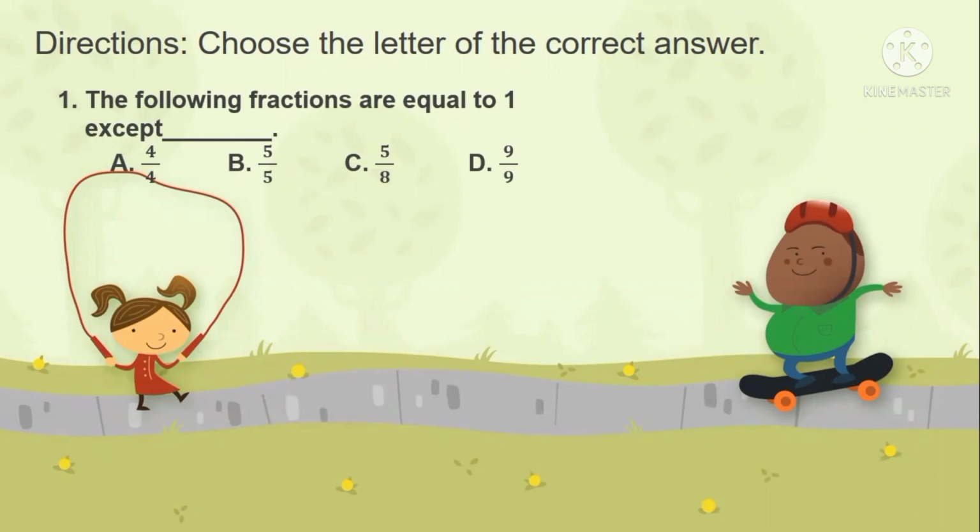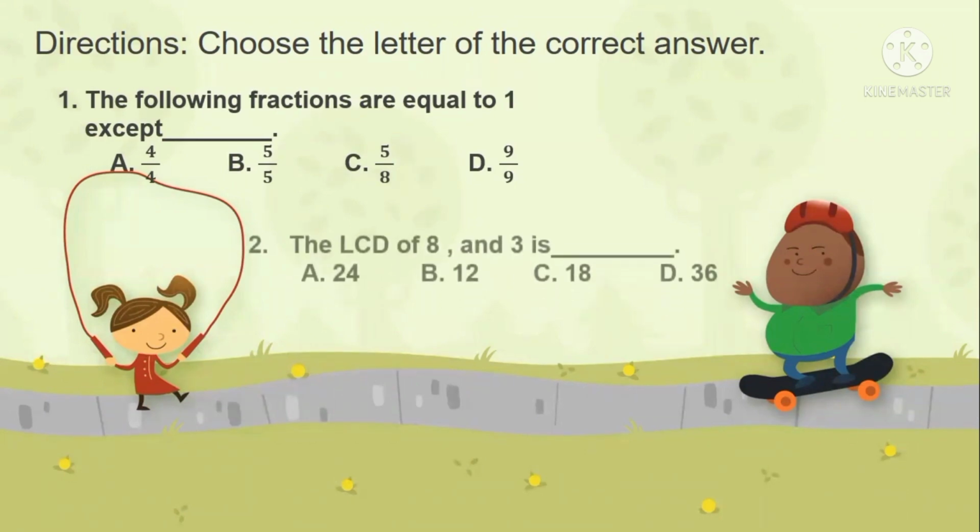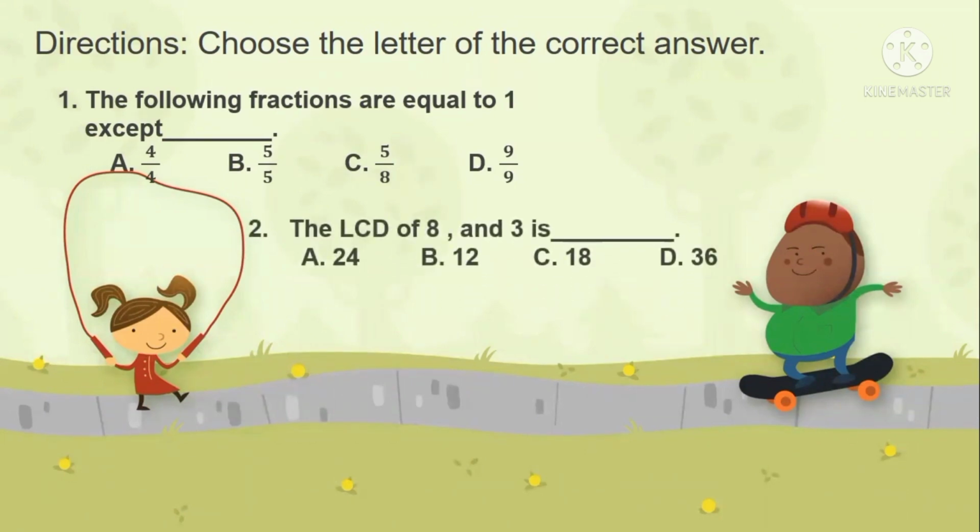Now choose the letter of the correct answer and write that in your paper. Number 2. The LCD of 8 and 3 is blank. The LCD, or the least common denominator, of 8 and 3 is: A. 24, B. 12, C. 18, D. 36. You may take your pick and write the correct answer in your answer sheet.